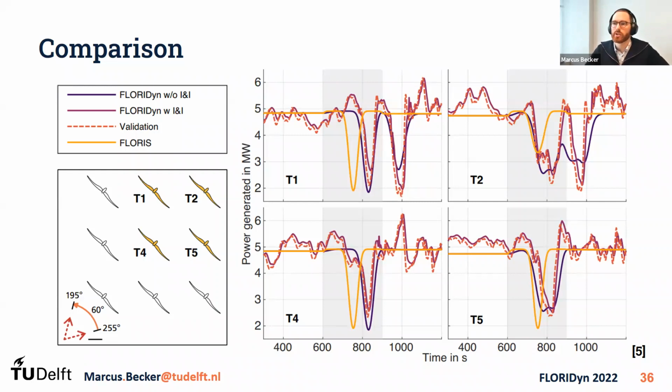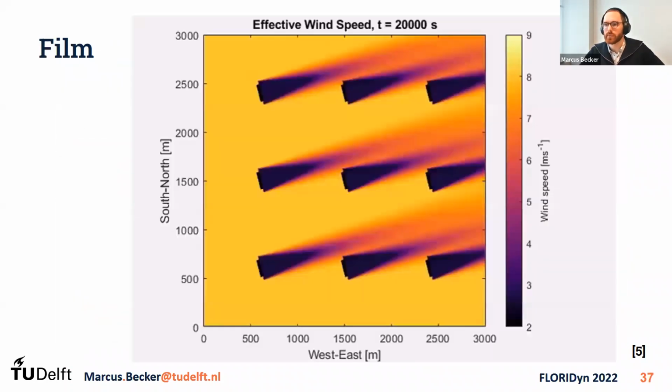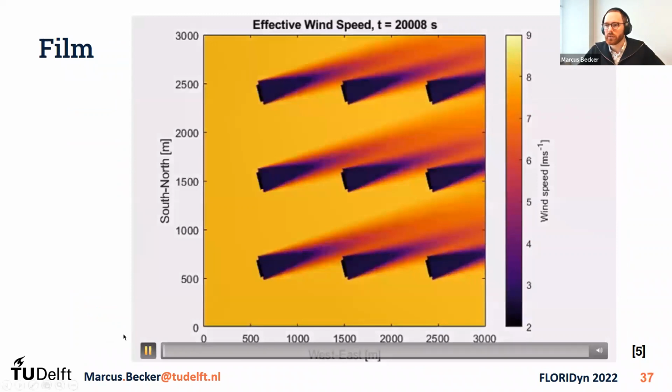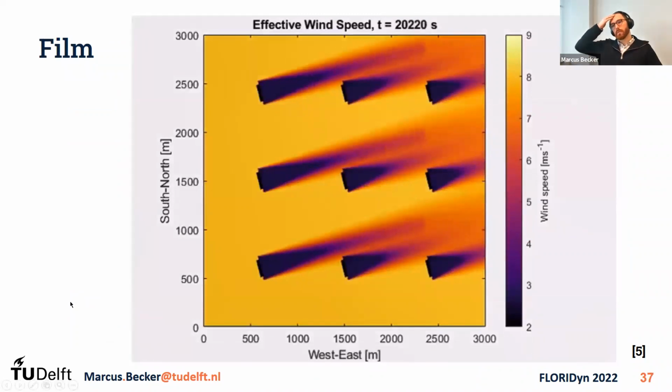But this is where FLORIDyn shines, and you can see that in the very dark line. Even the FLORIDyn model without the iron estimator, so without taking measurements from the field, can quite accurately predict the dips and the times at which wakes influence downstream turbines. And if we take data into account from the field, then we can also match the magnitude of the simulation.